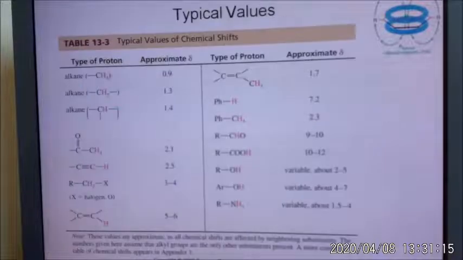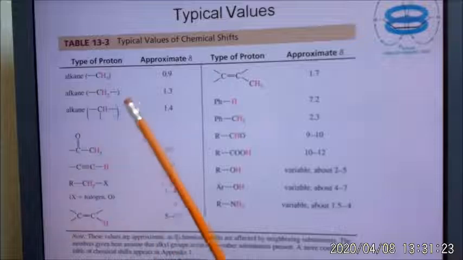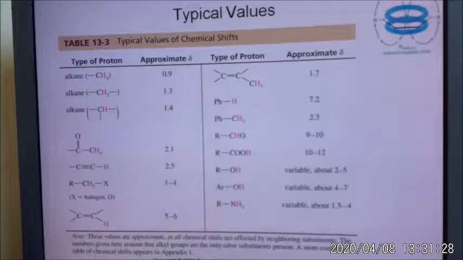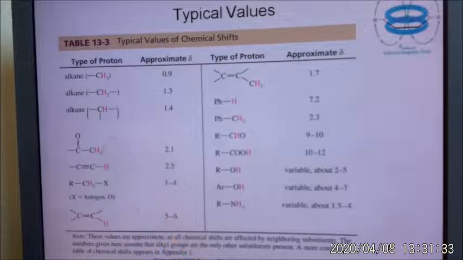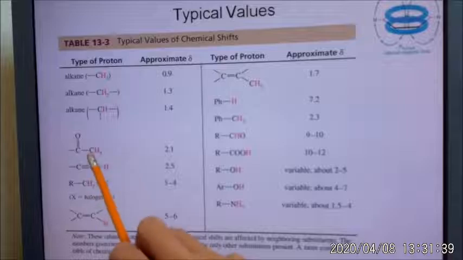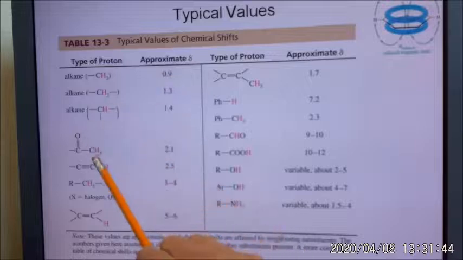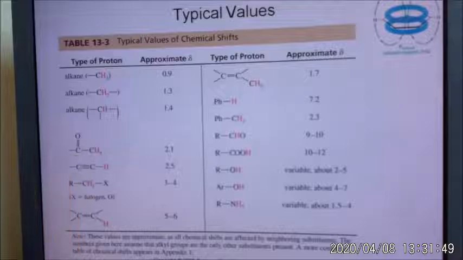Okay, so what are typical values? If you know in an alkane, a typical methyl group is about 0.9. Okay, an alkyl group, but just looking at a methylene, you're looking at 1.3 ppm. An alkane with just a methine, 1.4 ppm. So, here's the thing. See this methyl group here? That's a methyl group. You would expect it to be 0.9, but it's not. It's at 2.1. And why is that? Because it's right adjacent to an electron withdrawing group, the carbonyl.